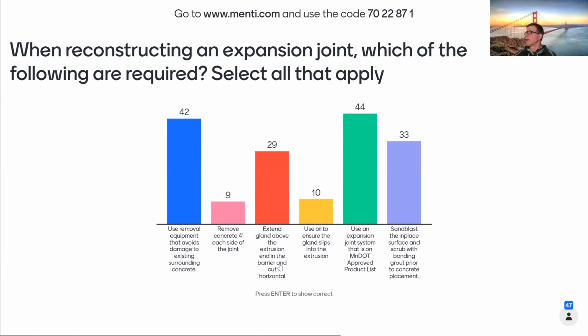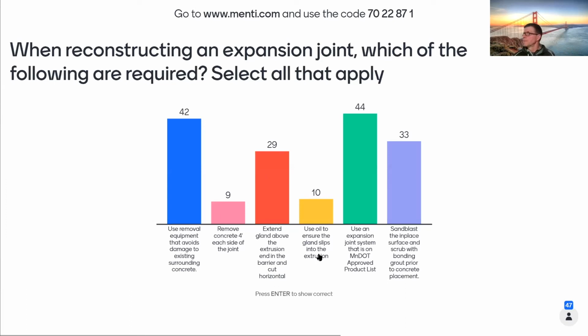This one, extend gland above the extrusion end in the barrier and cut it horizontal. That is true. So that's what we want. Make sure that that gland gets up there. If it gets too short, water could pour out if it's pooling there.